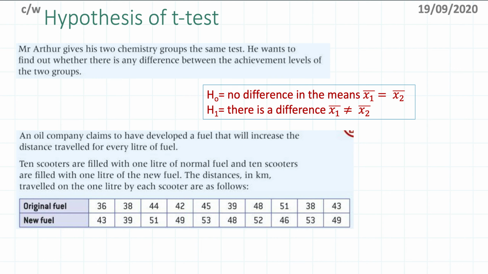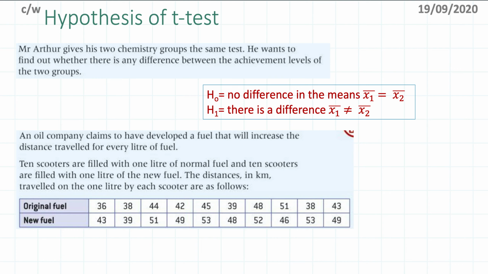If you notice in the previous slide, for the one-tailed test, you have two versions. Either the first mean is less or it's more, or the second mean is less or more. And in this case, the second question, we want to see that the new fuel, which is the second mean, is more than the original, because the numbers here are the distance traveled.